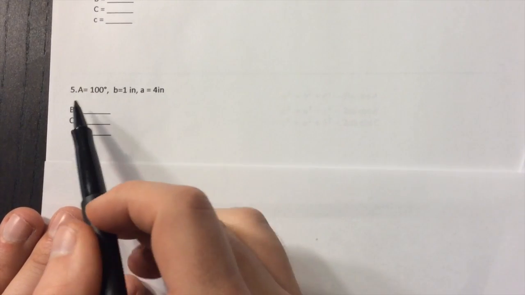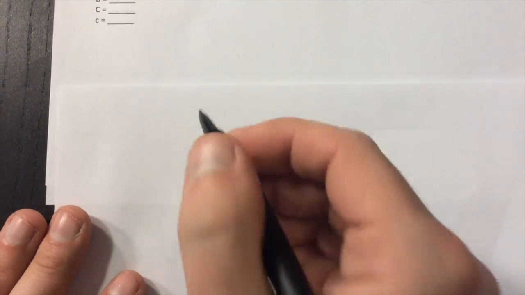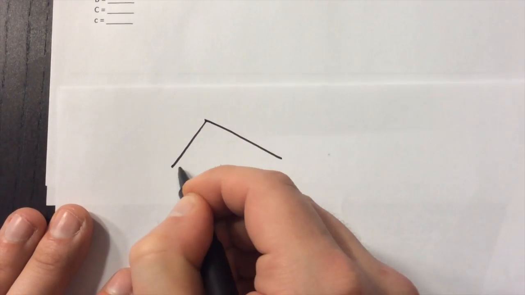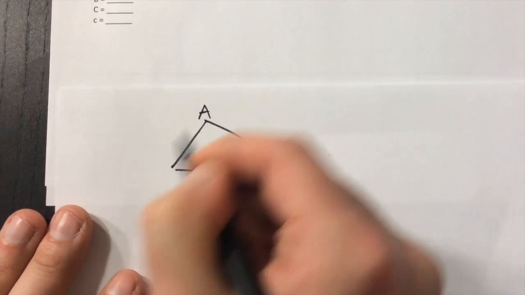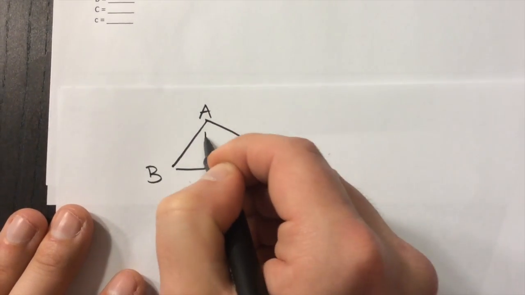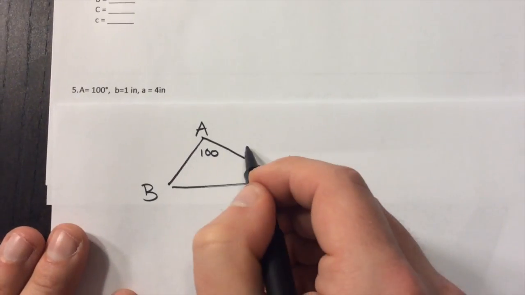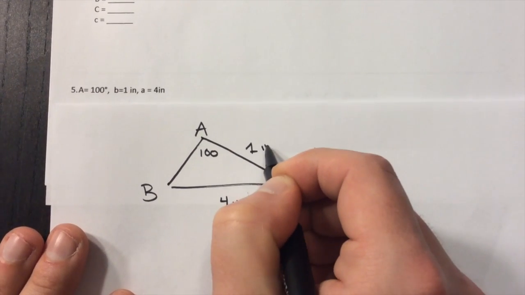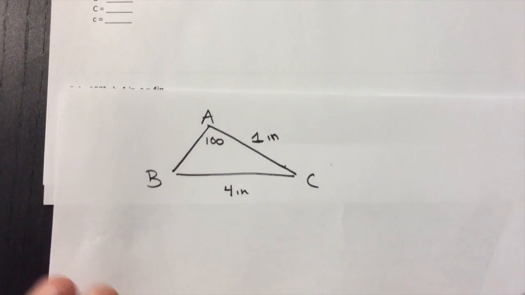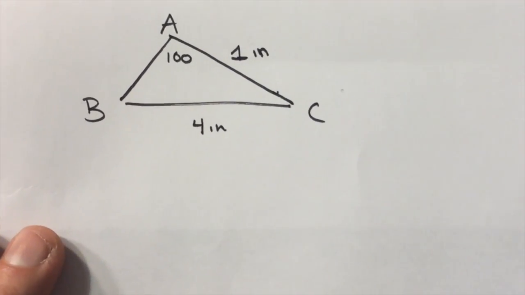Last problem on the front page. Again, it gives us the information, so let's draw a picture for this. That will help out. It says A is 100 degrees, so it's looking just like the first one. A, B, C. Say that's 100. Little b is 1, and side A is 4 inches. That's 1 inch. So let's zoom in just a little bit.